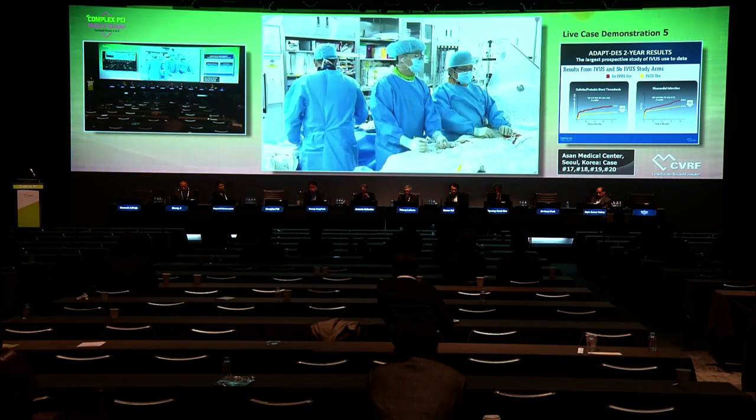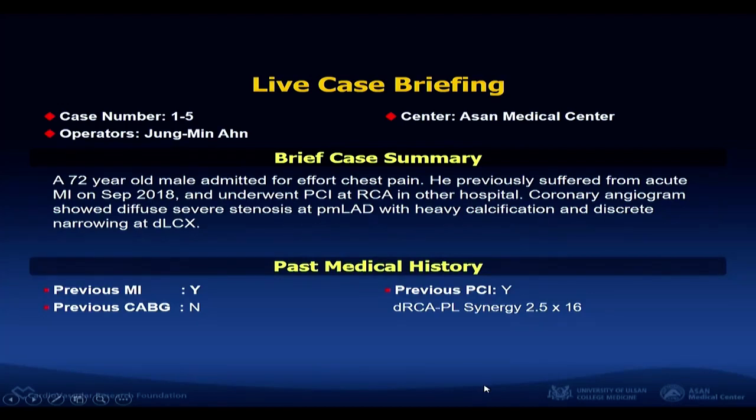This guy is a 72 years old male patient. He suffered from acute chest pain. One year ago, he suffered from acute MI, so he underwent PCI at the distal RCA to the PL branch in another hospital. One week ago, we took the angiogram, and the angiogram showed diffuse stenosis at the proximal to mid LAD, diffuse disease with heavy calcification, and the circumflex showed a diffuse lesion from proximal circumflex to the OM branch.